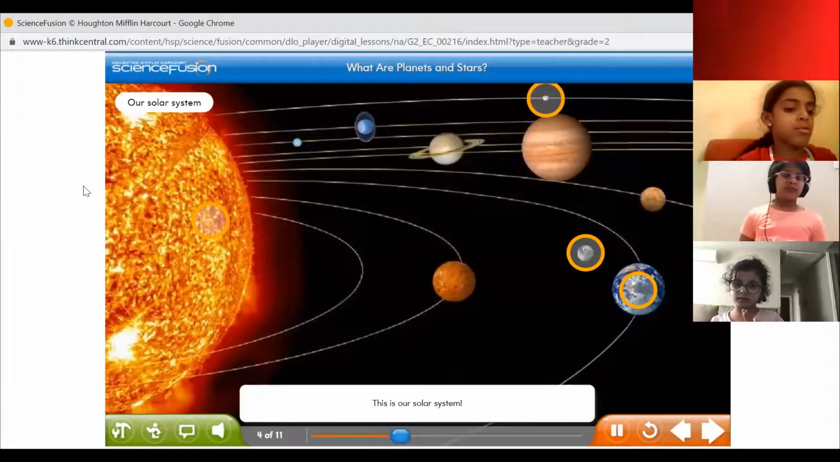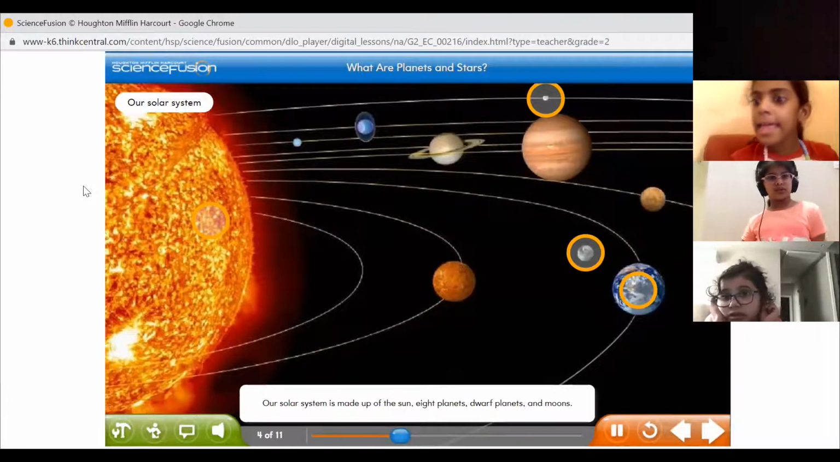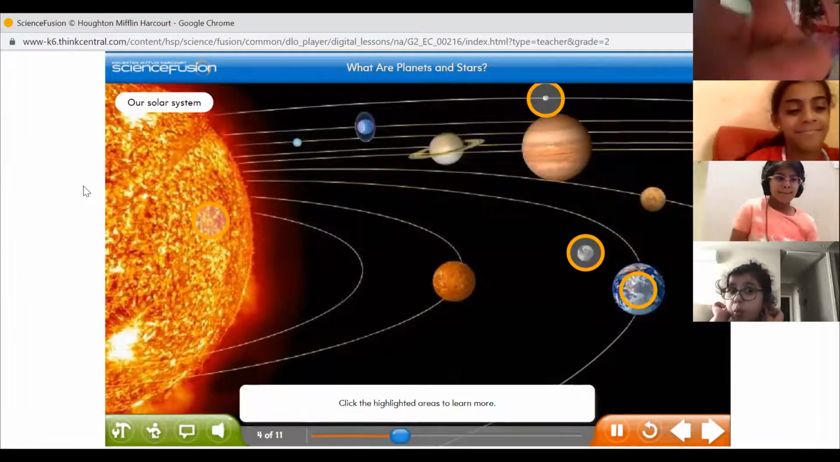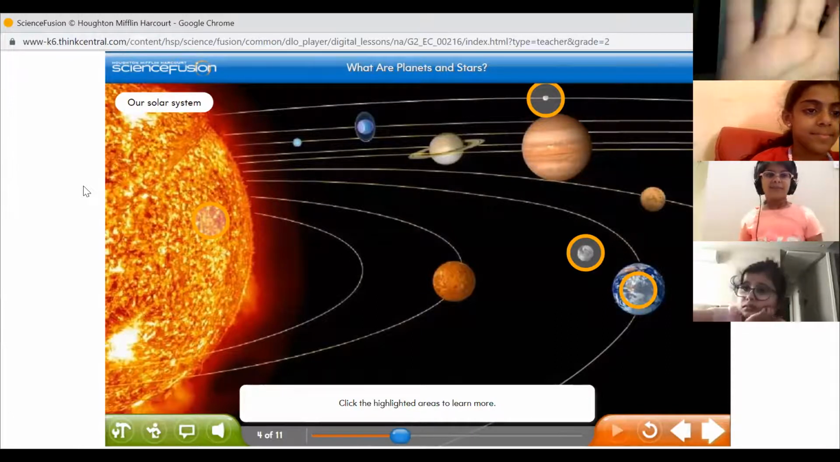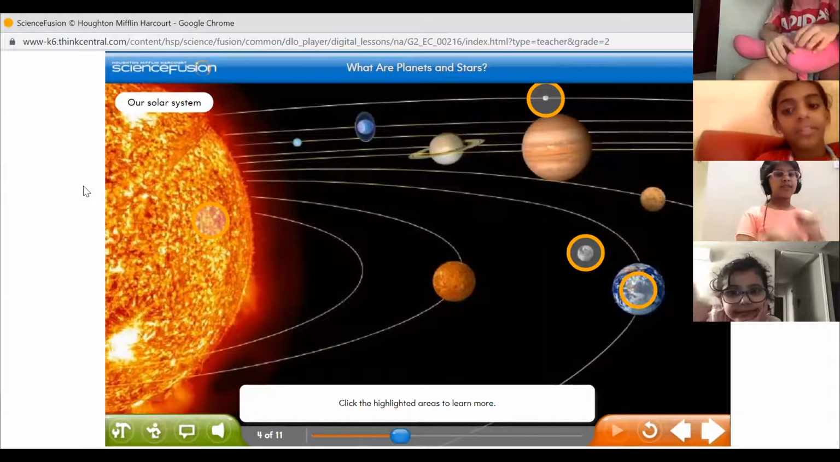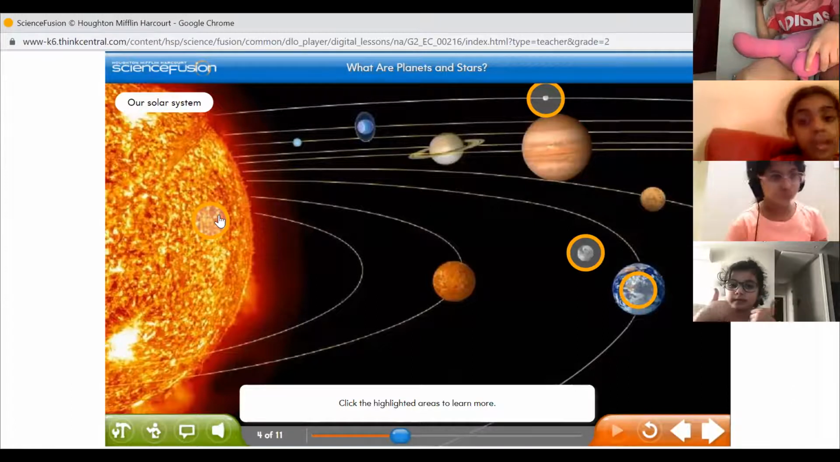This is our solar system. Our solar system is made up of the sun, 8 planets, dwarf planets, and moons. Click the highlighted areas to learn more. So, the solar system has the sun, 8 planets, dwarf planets, and moons. Let's start with the sun.